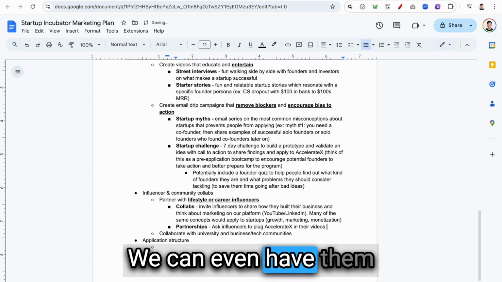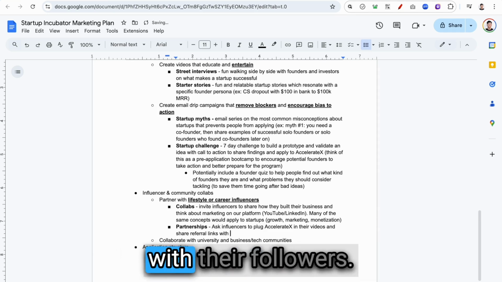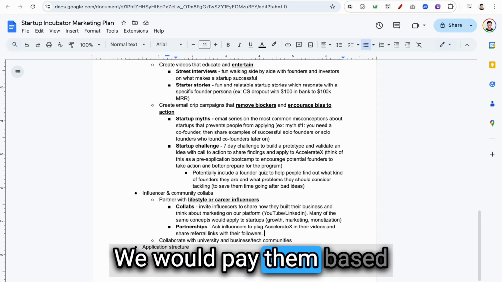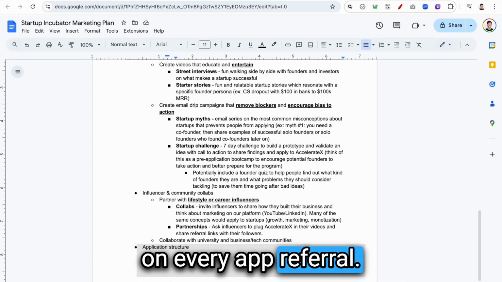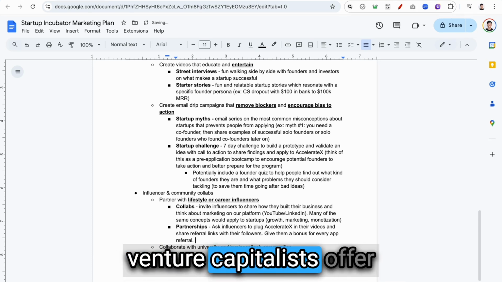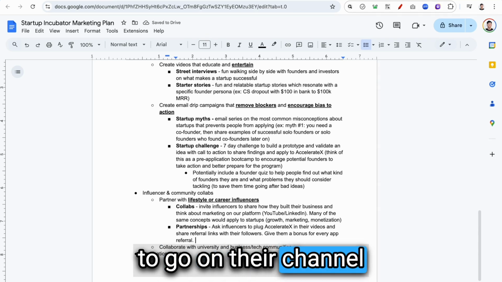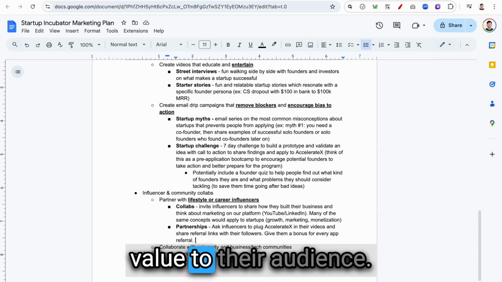We can even have them share referral links with their followers. We would pay them based on every app referral. We can also have our venture capitalist offer to go on their channel to provide content value to their audience.